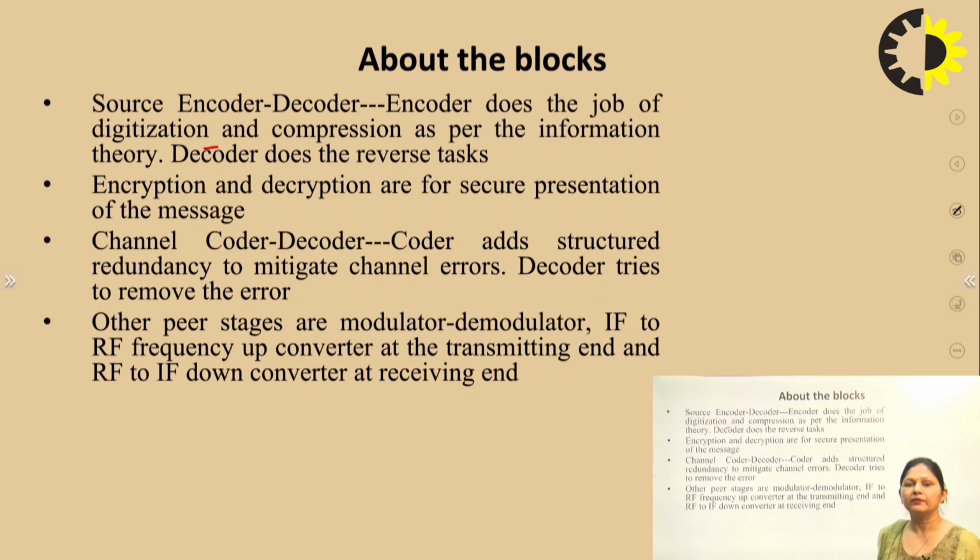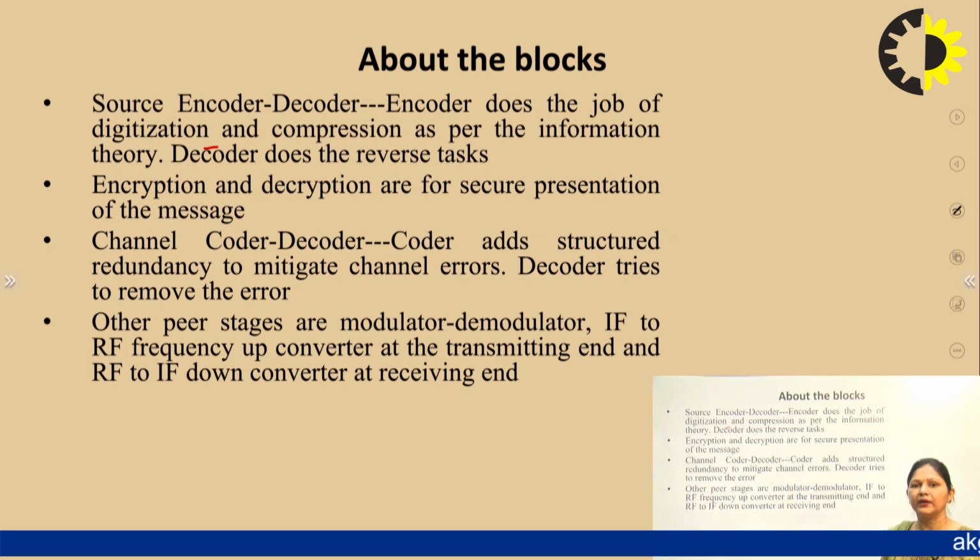Encryption, all of us are familiar with encryption. Whenever we encrypt a signal, we make the signal secure so that nobody is able to hack it. So encryption is there, and at the receiver, decryption. Channel coder and decoder. The coder adds structured redundancy to mitigate channel errors. If any error is in the channel, for that purpose we add some redundant bits in the message. They will estimate the channel properties and behave accordingly. So at the decoder, we have to remove them, as it is not the required data. This is the redundancy that we added so as to mitigate the channel errors.